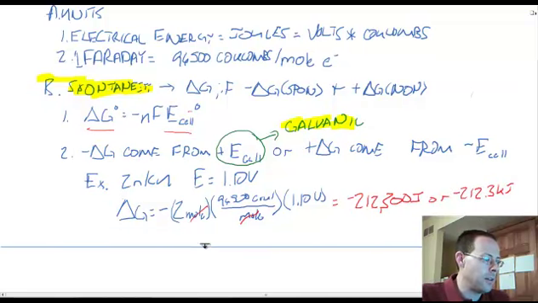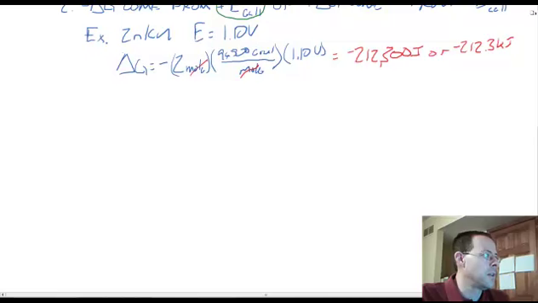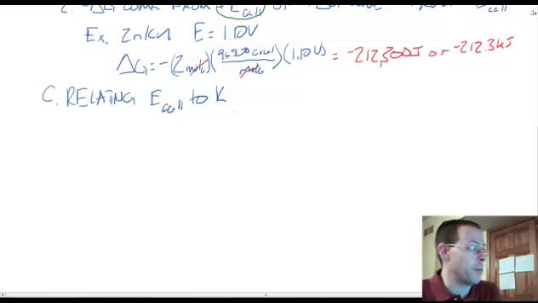The next thing we're going to look at, get some more room, is going to be letter C, and we're going to relate E to equilibrium constants. Relating, I forgot an I there, relating E cells to capital K's, or equilibrium constants, which we've been dealing with the last couple units.